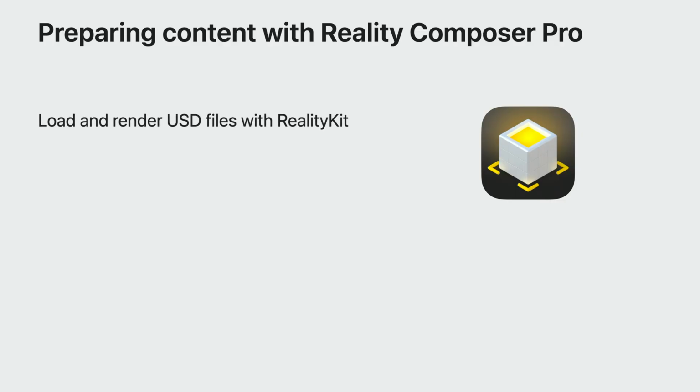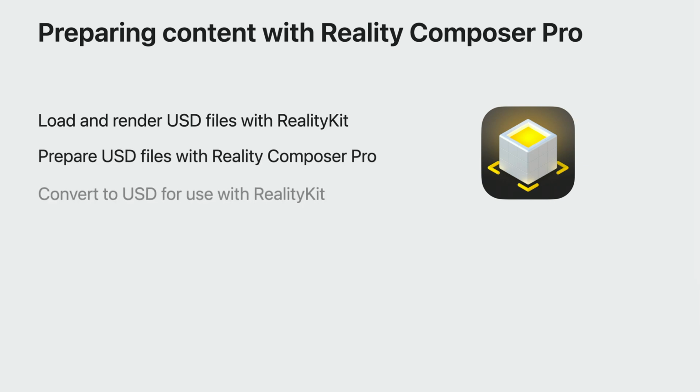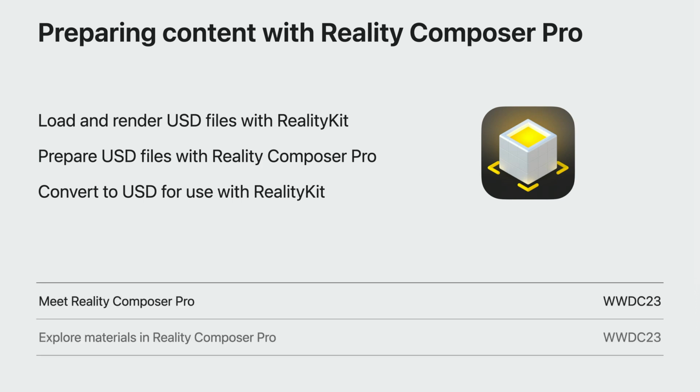RealityKit can load and render USD files. One of the easiest ways to get started with volumetric content is to assemble scenes out of pre-made objects. But for that, you need some kind of visual tool. Reality Composer Pro is a tool that comes bundled with Xcode. It lets you load USD models and preview how they will look on the device. When you build your object with Reality Composer Pro, your assets are automatically optimized for use on the device. You can learn more about Reality Composer Pro in these sessions.